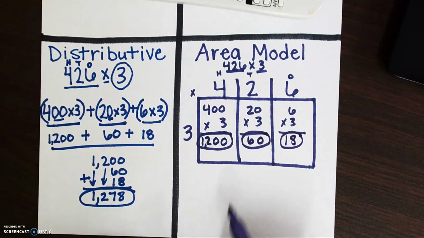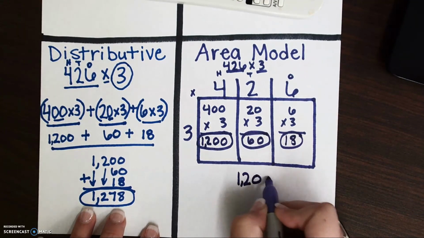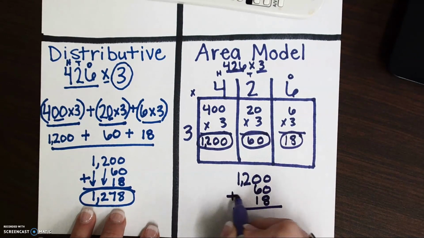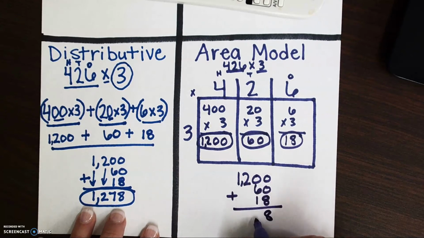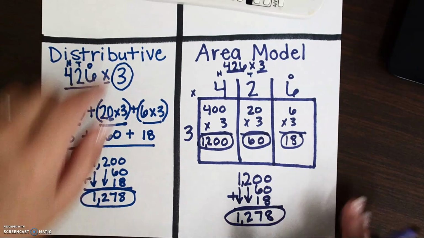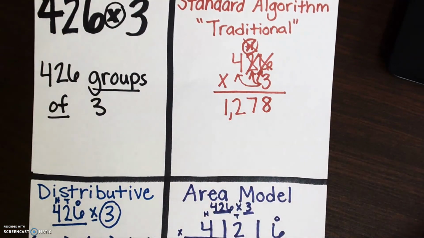Right? I'm not finished. I have to take my 3 answers and I have to add them up to find my final answer. So I have 8, 6, and 1 is 7. Bring down my 2. Bring down my 1. Don't forget your comma. 1,278. Same thing we got on distributive. Same thing we got up here on standard algorithm.